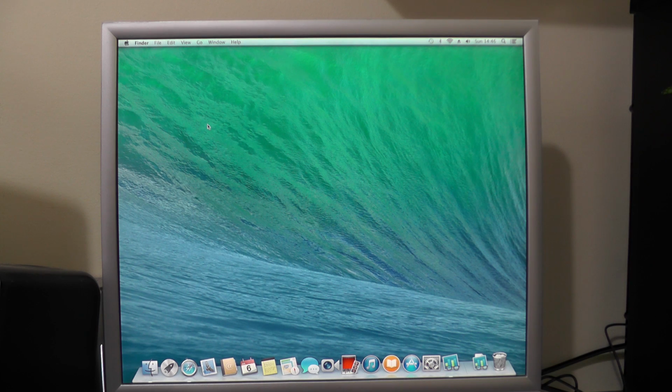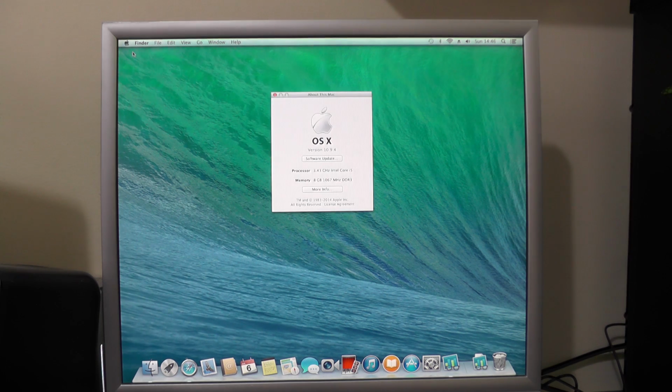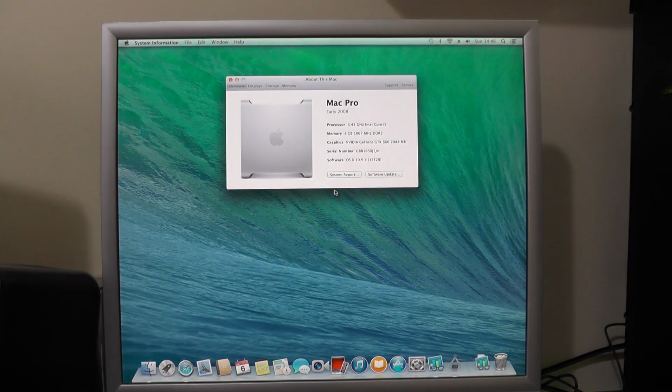Here we are booted up into OS X Mavericks. First of all, we'll have a look at this computer. Here we can see that it is 10.9.4. It is detecting the processor as a 3.43 GHz Intel Core i5, and we have 8 GB of 1067 DDR3. Click on more information. It's detecting this as an early 2008 Mac Pro, but obviously it isn't. It's detected the graphics correctly as well.